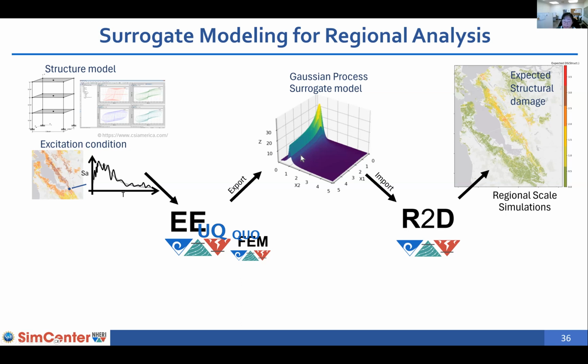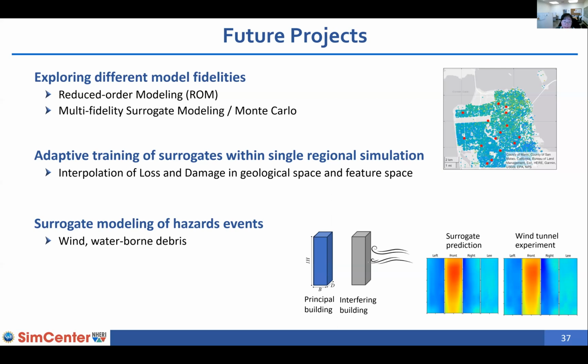Please check it out after that if you're interested in this. And then there are other interesting projects going on. For example, we are also testing out reduced order modeling to reduce the time for regional scale simulations while relying on more physics-based intuitions. And also we have some working group to come up with a surrogate modeling approach for the hazard event, especially something for the wind simulation results or the water part of fluid dynamic analysis results.